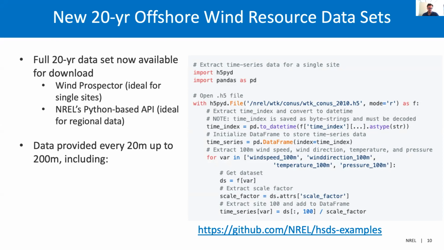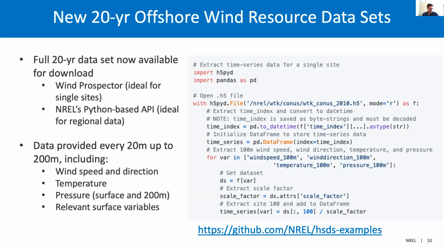And like the wind toolkit, we're providing data every 20 meters up to 200 meters, including wind speed and direction, temperature, pressure, relevant surface variables, and also relevant turbulence and stratification variables. So that's the whole new data set. I think there's a lot of interest in how this compares to the wind toolkit, and this ends up being a pretty important comparison. I'll show on the next slide.